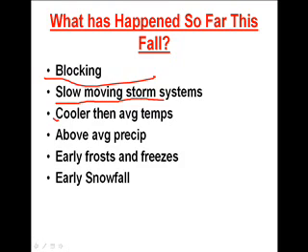We've been cooler than average most certainly, except for maybe a couple of weeks throughout the last couple of months. Above average precipitation has certainly returned. Early frosts and freezes throughout the region back in late September, early October. That was a couple of weeks ahead of schedule there. And we've seen some early snowfall with Sandy also.